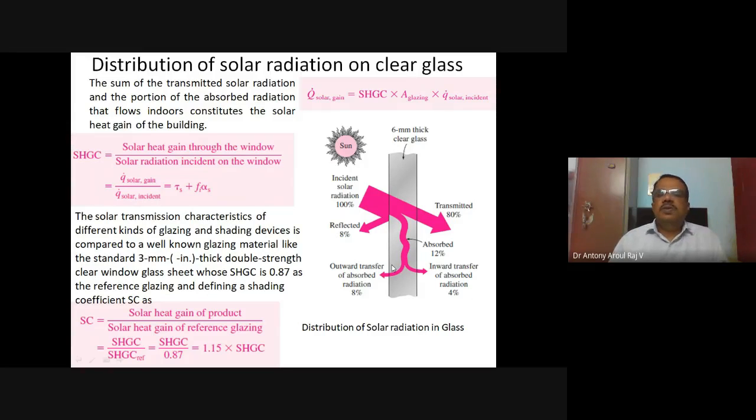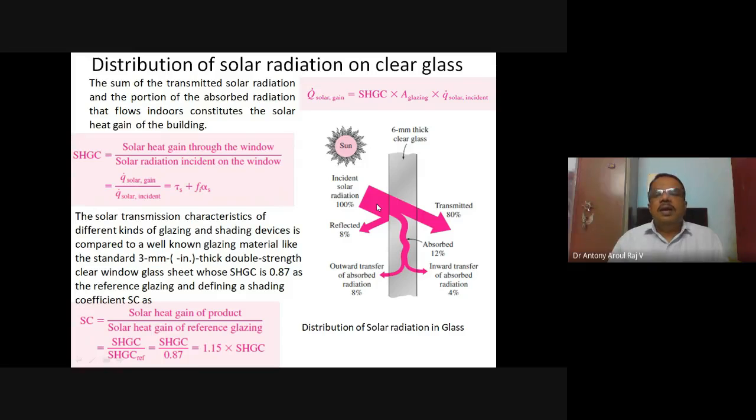So that means of the total 100% radiation coming here, because it is 6 mm thick clear glass, 80% is transmitted, 8% is reflected, and 12% is absorbed. Out of this 12%, 4% is entering into the room, and 8% is leaving to the ambient, the outside atmosphere. So this is very important; we have to understand this.